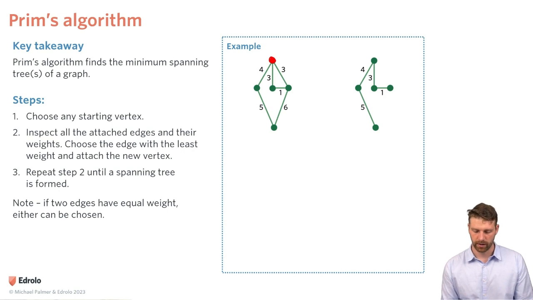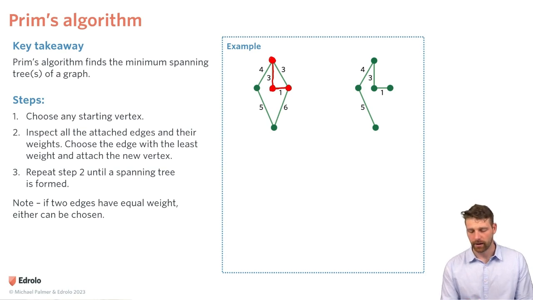So if I'm looking at that particular vertex I've chosen now, so I'm starting again, I've got a choice of 4, 3, and 3. So I can choose either 3. I'm going to choose this one because that'll make it look the same as my solution there. And then I've got a choice of 4, 3, and 1 to connect a new vertex. So I choose this 1 and connect to this vertex here.